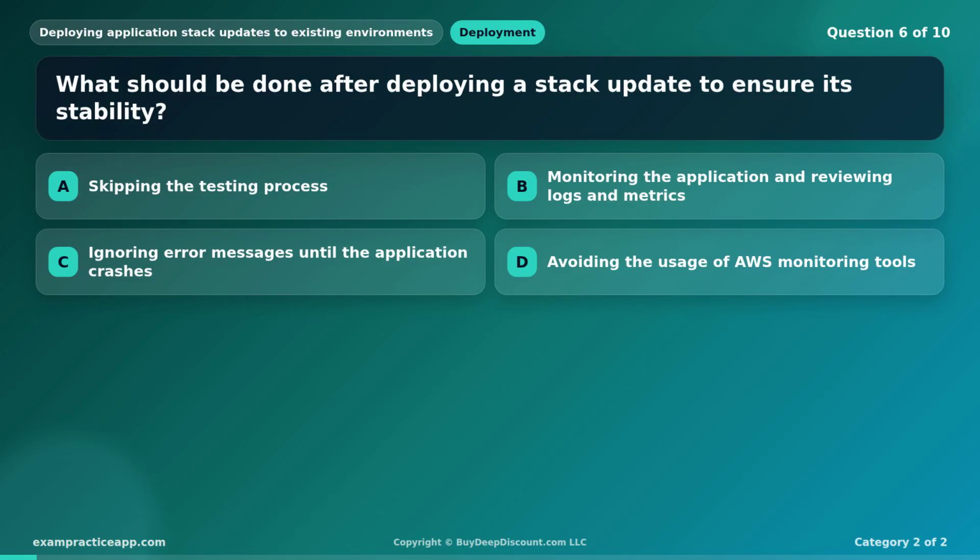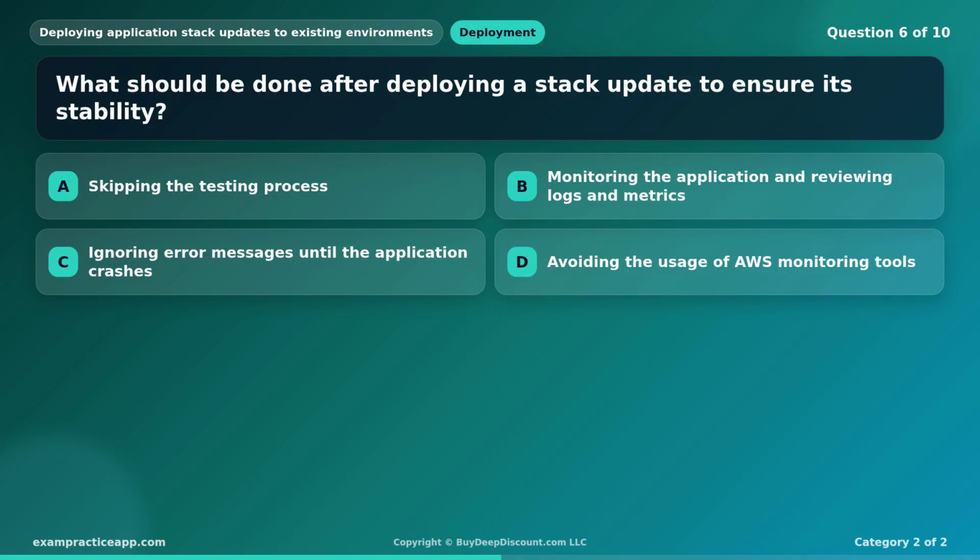Question 6. What should be done after deploying a stack update to ensure its stability? Option A. Skipping the testing process. Option B. Monitoring the application and reviewing logs and metrics. Option C. Ignoring error messages until the application crashes. Option D. Avoiding the usage of AWS monitoring tools.